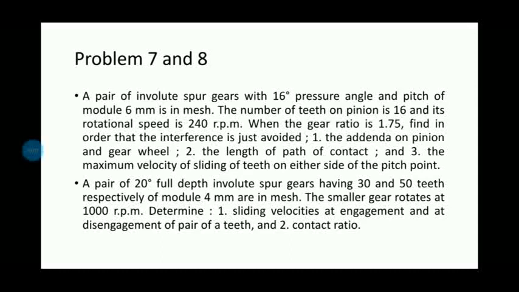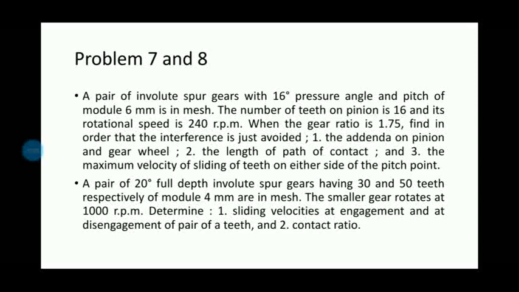Then problems 7 and 8, the last 2 problems. Similar questions. A pair of involute spur gears with 16-degree pressure angle, so phi is given. Then module is 6 mm. The number of teeth on the pinion is given. Pinion speed is given, that is N1 is 240 RPM, so omega 1 will be 2 pi into 240 by 60. Gear ratio is 1.75.